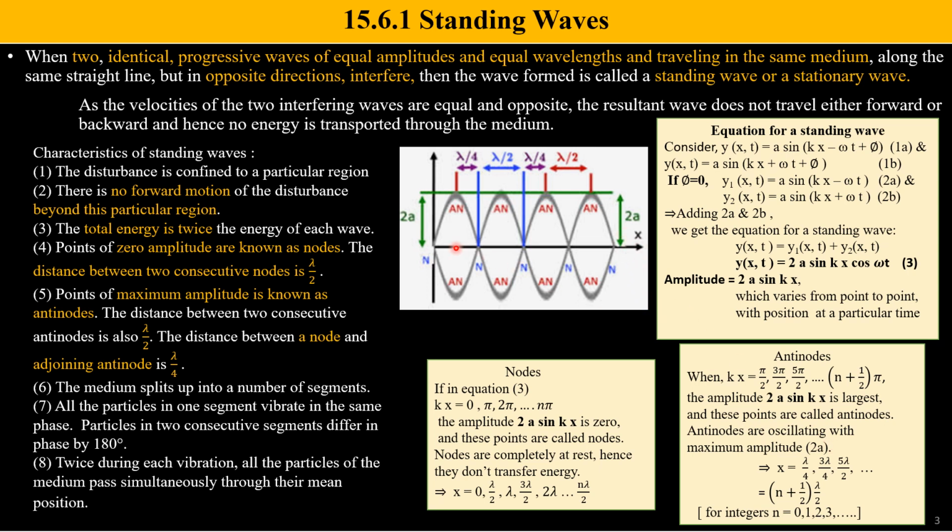Hence, the distances of antinodes are given by lambda by 4, then 3 lambda by 4, 5 lambda by 4, etc. Or in general, the distance can be represented as (n + half) into lambda by 2. If you put the values of n equal to 0, 1, 2, 3, etc., we get the distances of the antinodes.